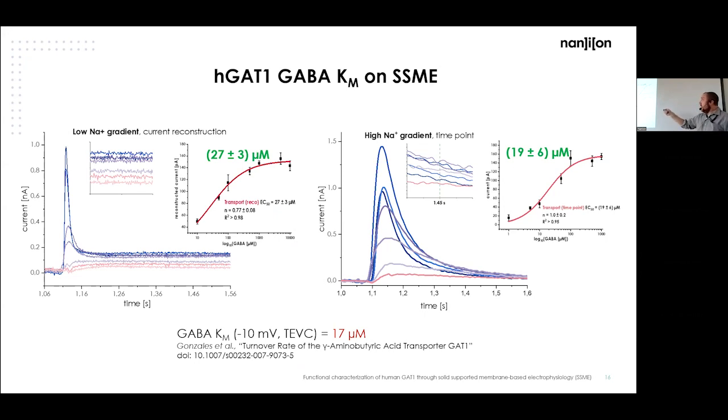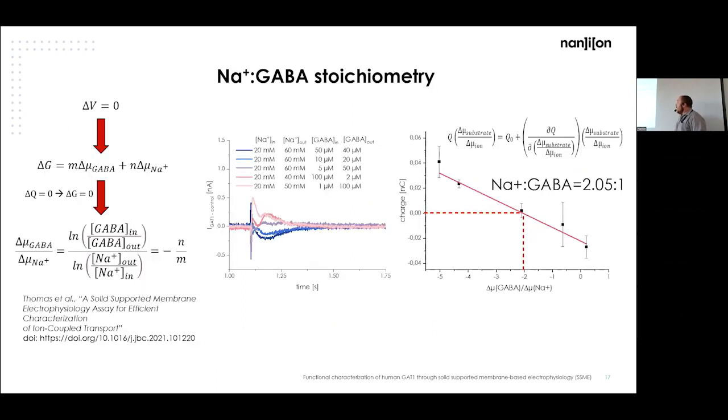In both cases, I was able to obtain these Km values that are in very good agreement with literature results coming from two-electrode voltage clamp measured at a voltage close to 0. So conditions that are, let's say, close to the ones that we have on the SURFE2R. Okay, lastly, I wanted to shed a bit of light on the sodium GABA stoichiometry.